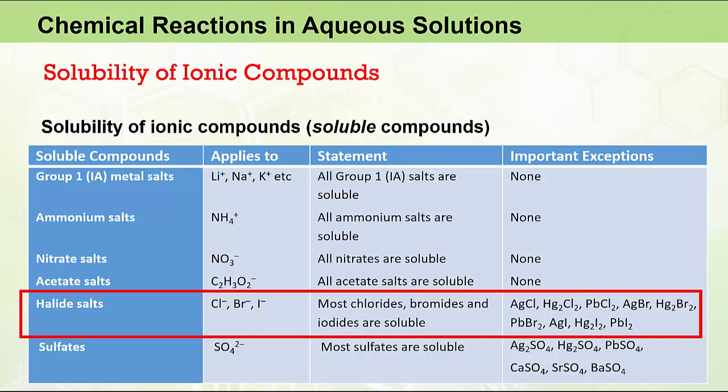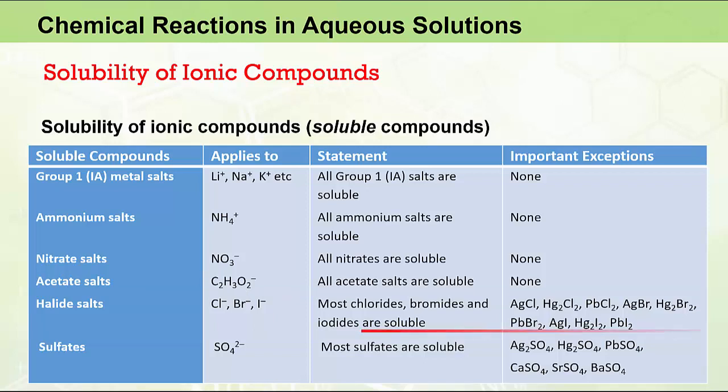Silver ions in the presence of chloride ions will actually form a solid precipitate. They will not stay dissolved in the presence of each other, and it is the same for mercury ions and chloride ions, and lead ions and chloride ions. And the same exceptions occur for any bromide-containing salts and any iodide-containing salts.